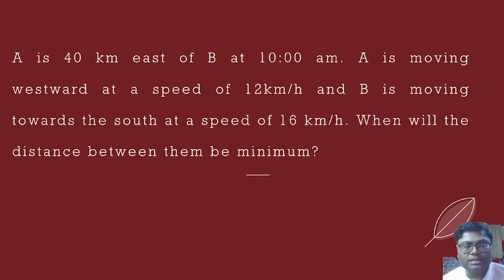So today I got a very interesting question from my student. A is 40 km west of B at 10 a.m. A is moving westward at a speed of 12 km per hour and B is moving towards the south at a speed of 16 km per hour. When will the distance between them be minimum, and what will be the minimum distance? That is not added here, but what will be the minimum distance?